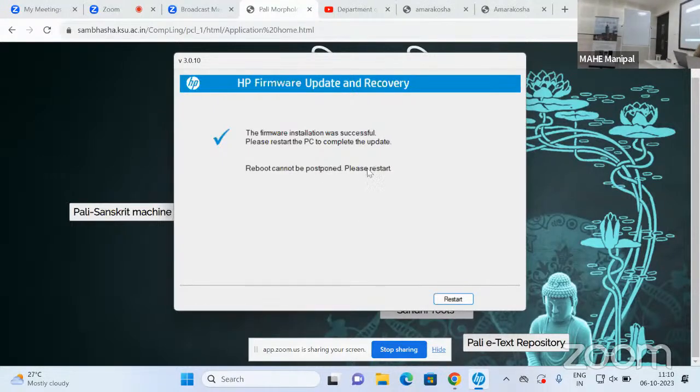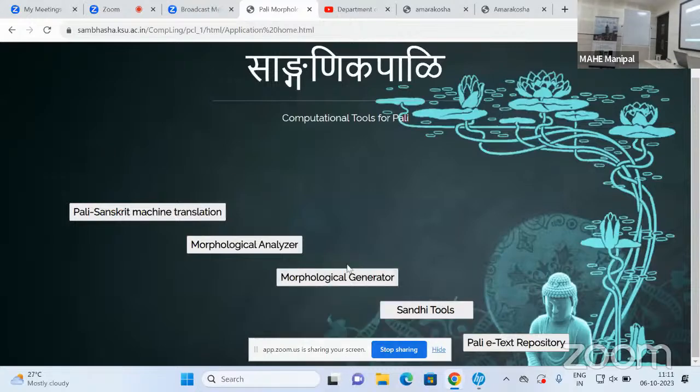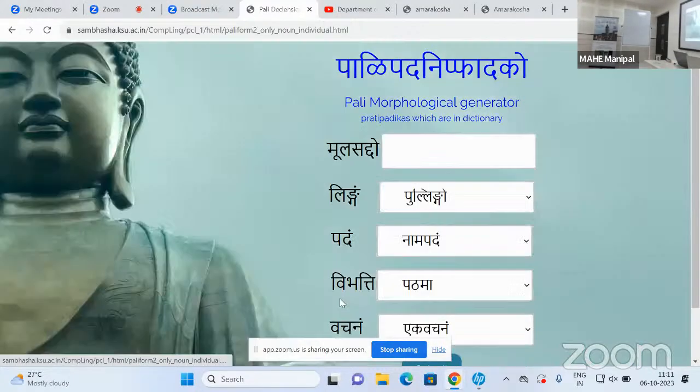See, first I'll go to morphological. This is noun generation you did, no?